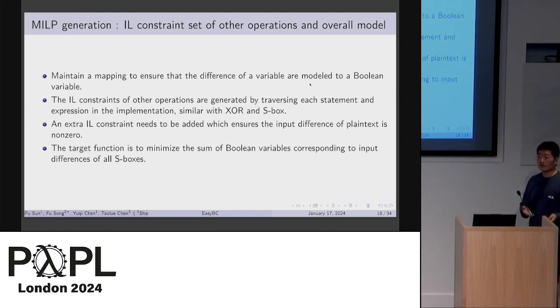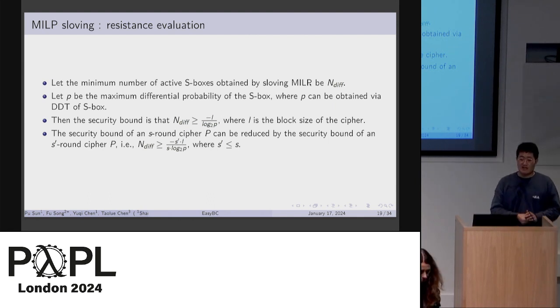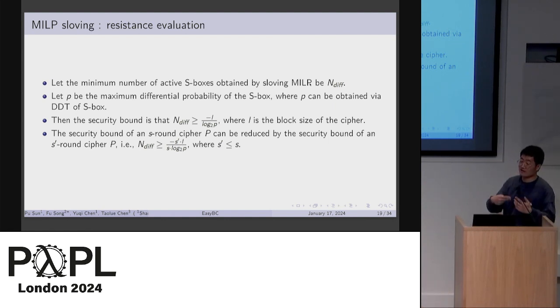Besides, an extra integer linear constraint will be generated to ensure that the input difference of the block cipher is non-zero. And the target function of the overall model is to minimize the sum of all the Boolean variables corresponding to the input differences of all S-boxes. Then, by constructing the overall mixed integer linear programming model, we can use the solver to solve it and obtain the minimum number of active S-boxes. Besides, based on the max differential probability of the S-box, which can be obtained from the constructed DDT, we can determine the security bound of the corresponding block cipher.